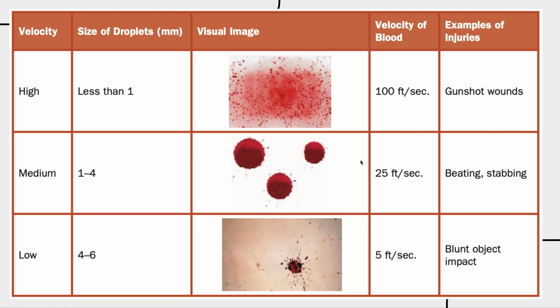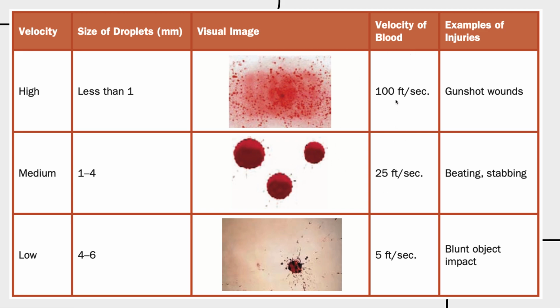So, kind of putting all of this together, I know that it went back and forth there. There's a lot to cover. For high velocity, we will see droplets that are much smaller, less than 1 millimeter in diameter. Here's a visual representation of that. The blood is moving pretty quickly here, hence high velocity. Some examples of that might be gunshot wounds, or depending on how fast a car might be going.